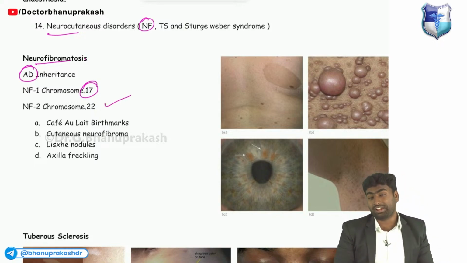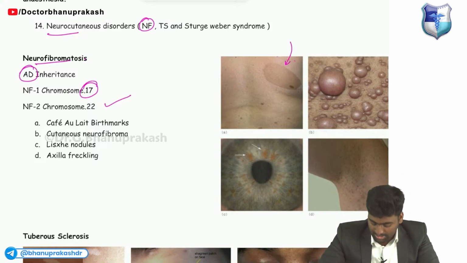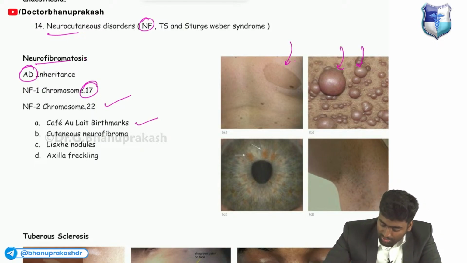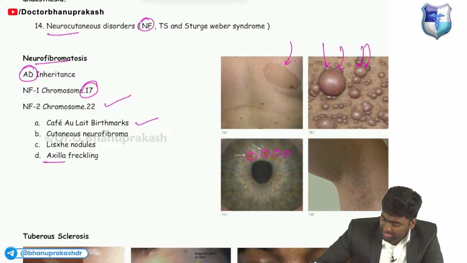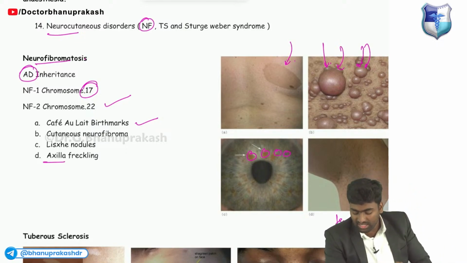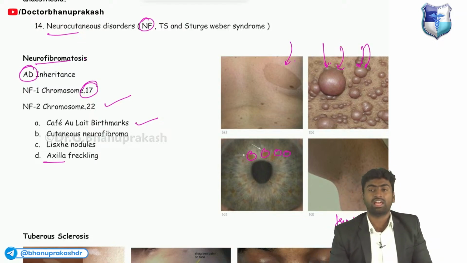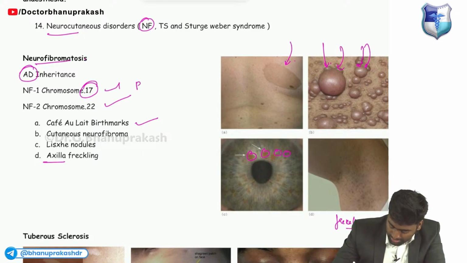Fine. In the case of NF, you will be able to see these spots, which are known as café-au-lait spots or café-au-lait macules, followed by neurofibromas. In the eye you will be able to see Lisch nodules, and in the axilla you will see freckling. There will be a formation of freckles in the axilla. इतना आपको याद रखना है, जरूरी है. ठीक है, whereas NF1 can be associated with pseudoarthrosis of tibia.